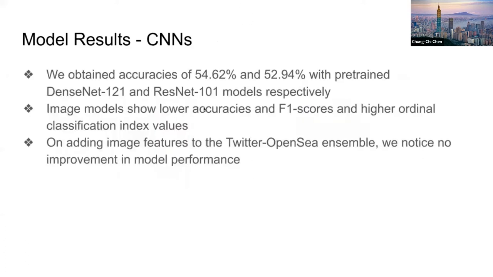And now coming to the image features, we use CNNs for those and obtain accuracies around 50% for all of them, even using DenseNet and ResNet, which shows that image features, which are the main content of NFTs, do not contribute much to the predicting power for prices, with low accuracies and low F1 scores.